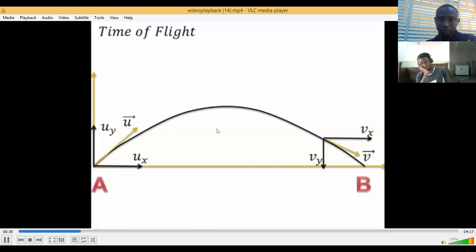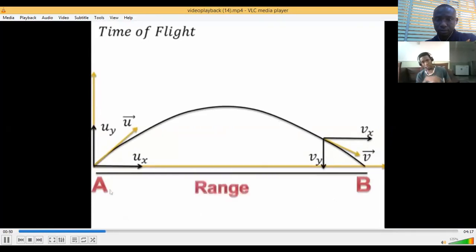You know the usual notations. u is the velocity of projection. We can have the components ux and uy. v is the velocity at any given point with respect to components vx and vy. The distance between A and B is termed as range.